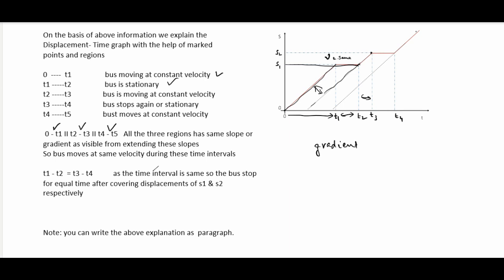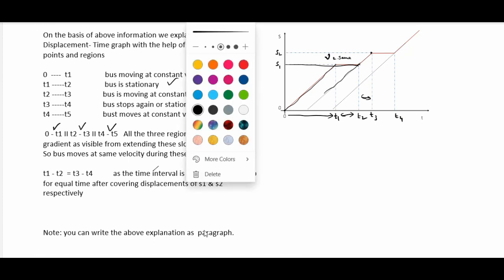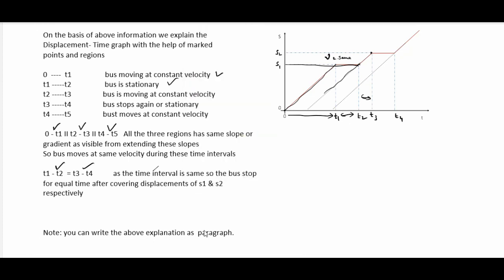For this we want to find their slopes. The extended lines show that they are parallel to each other. It means that they have the same slope. So the bus moves at the same velocity in these three regions. But their time durations are not the same: from 0 to T1, T2 to T3, and T4 onward, these time intervals are not equal.